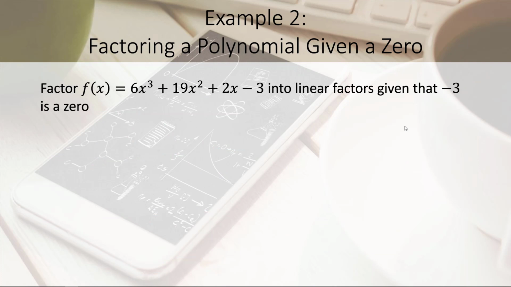Okay, and here is one more example. Now we want to factor f of x equals 6x cubed plus 19x squared plus 2x minus 3 into linear factors, given that negative 3 is a 0. Well, according to the factor theorem, if negative 3 is a 0, and we're being told that it is, then that means that x plus 3 is going to be a factor of f. And that means we can actually divide f of x by x plus 3, and we will get a quotient.